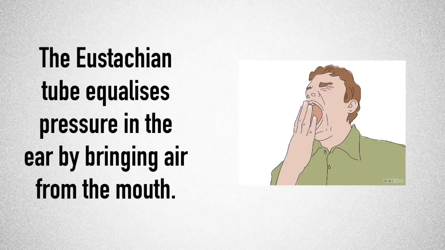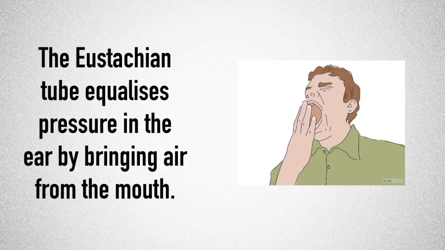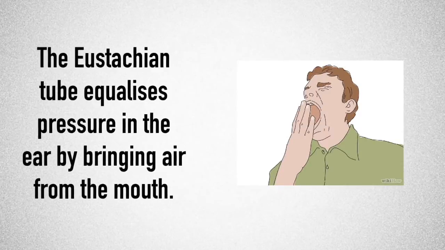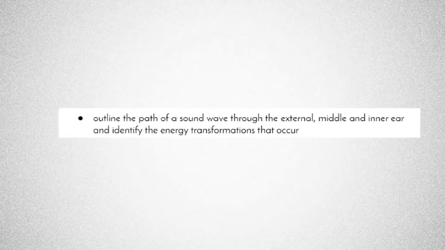So the dot point asks us to outline the role of the Eustachian tube, and basically the role of the Eustachian tube is to equalize air pressure in our ear by bringing in air from the mouth. So when we yawn, it helps us to equalize the pressure so we don't have that build up in our ears.